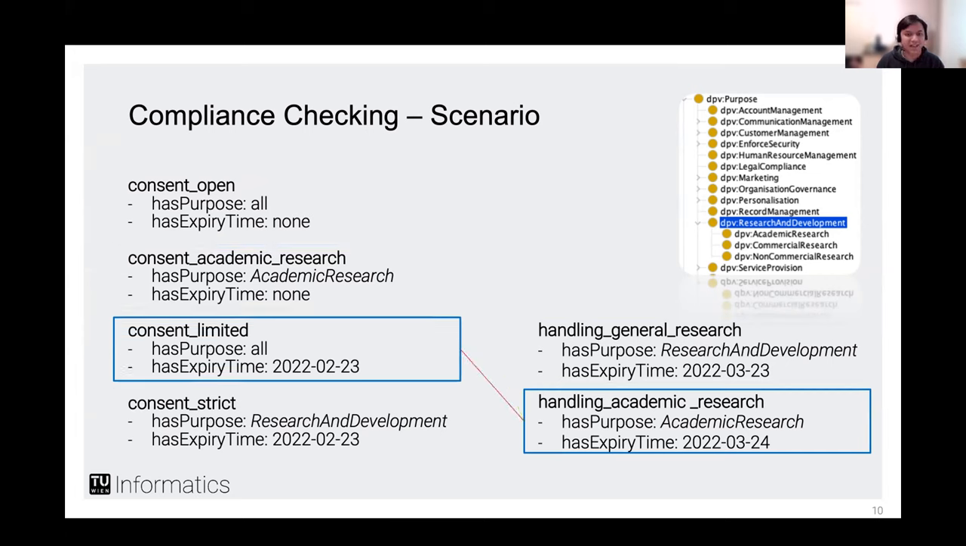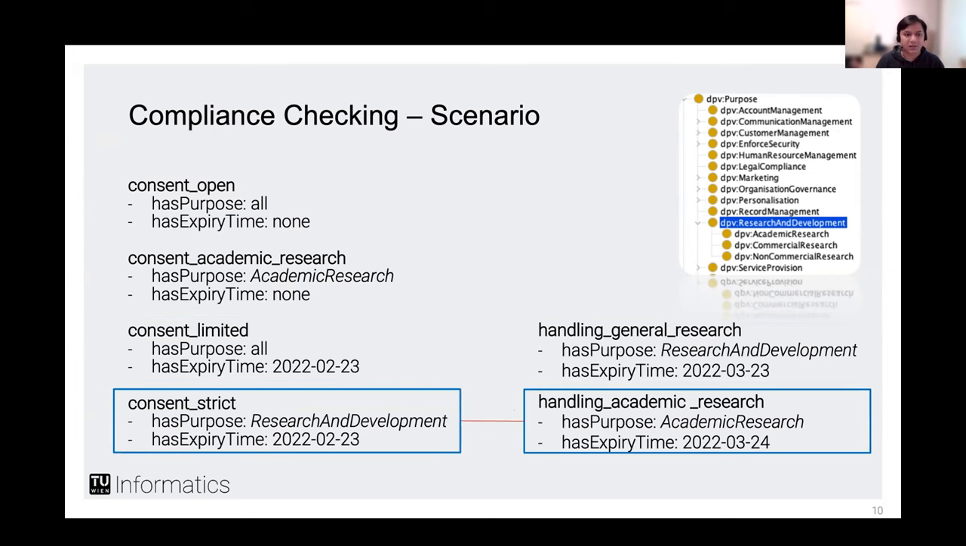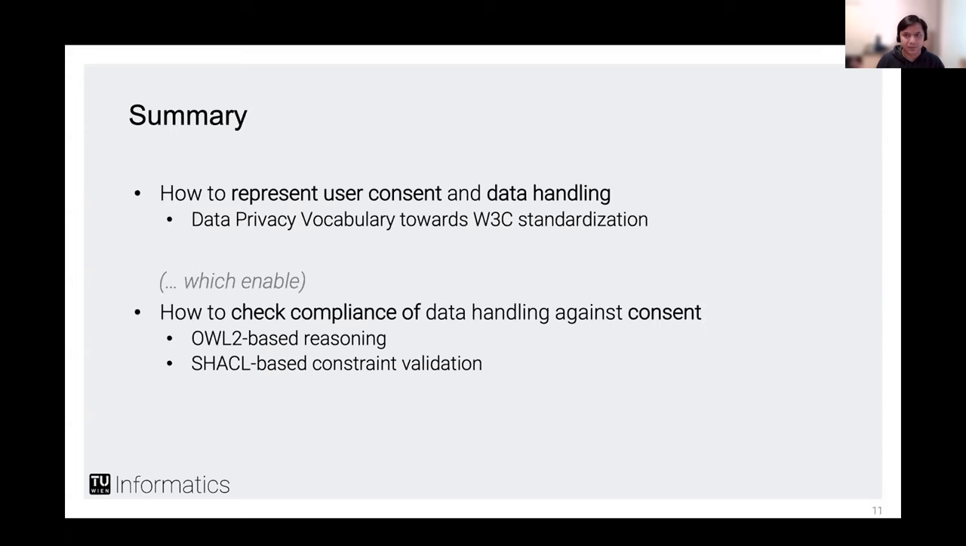This is not because of the time limit, because the start consent only limited the use to today, while the plan is for tomorrow. And the last one is also not compliant, both because of the time and the type of the purpose. So as a summary, what I did show is how to represent user consent and data handling, as well as the compliance checking tools. Note that this is just some of the available ones, and there might be others as well.